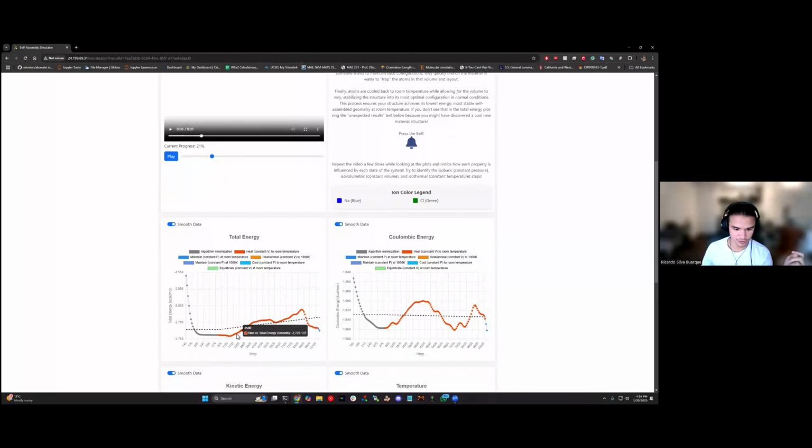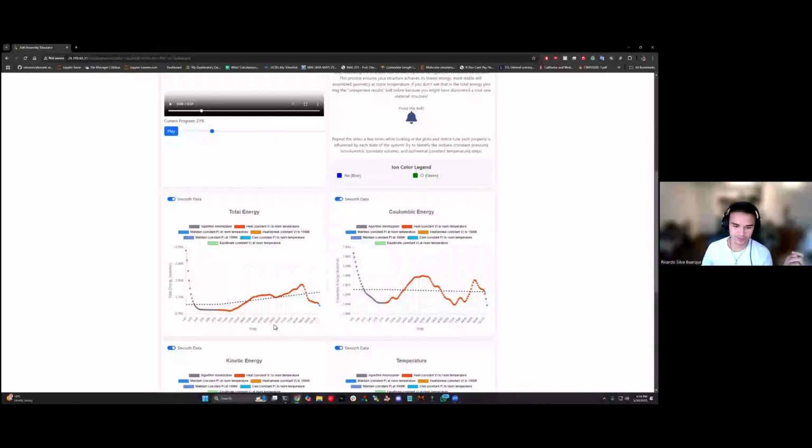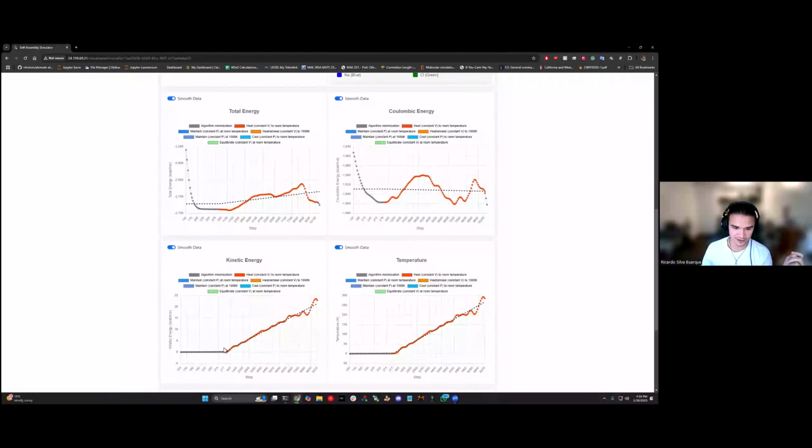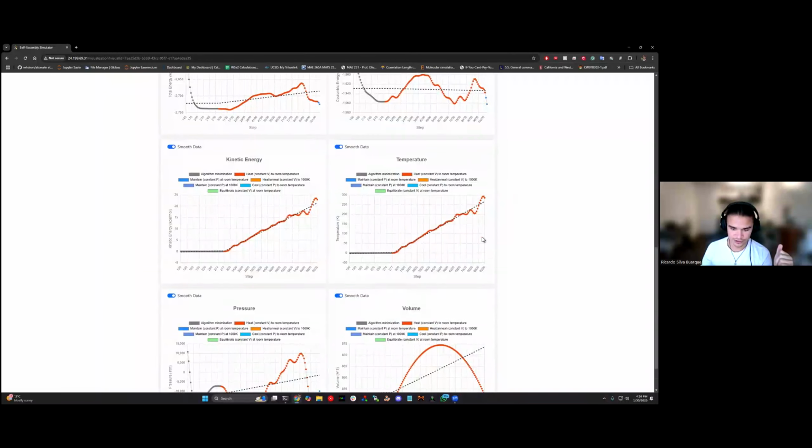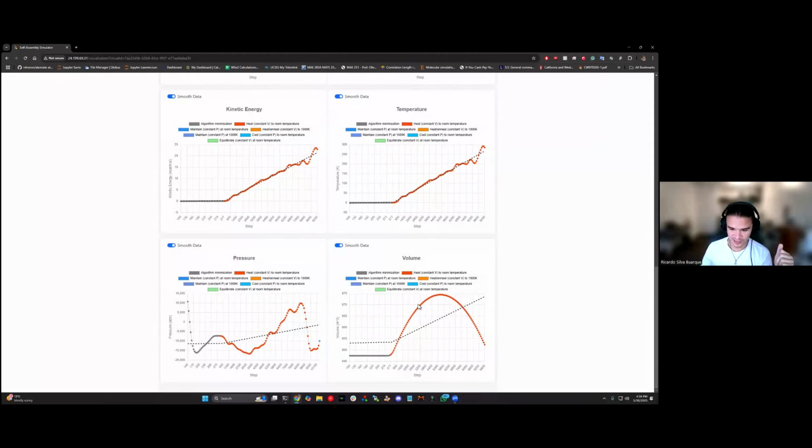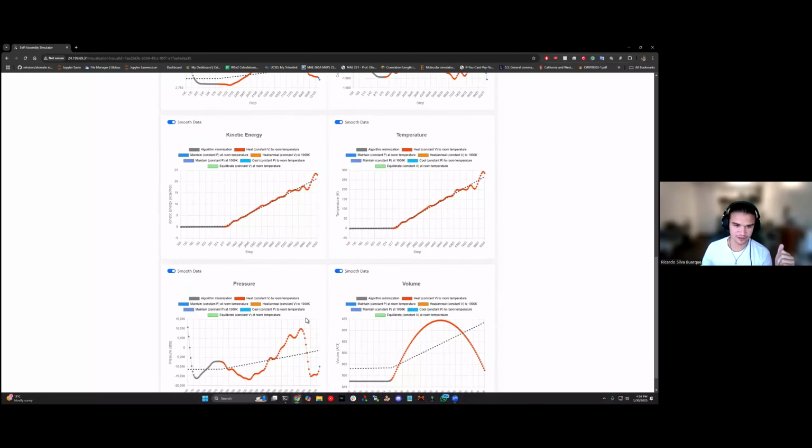So you can see that the total energy starts increasing a little bit because you start adding some kinetic energy to the system. You're adding temperature to it, so you're allowing the atoms to vibrate. You can see that the highest contribution to the total energy is the Coulombic energy, right? The temperature is also rising here. The volume was being transformed into a square, as I just mentioned, and then the pressure was being allowed to vary. So that's why it fluctuates a lot.